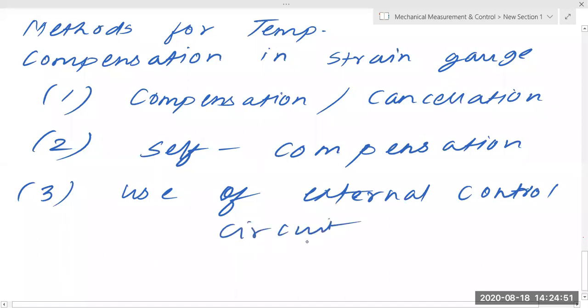Can anyone repeat it for me? What are the three methods to compensate for temperature in strain gauges? I would like to hear from you. Anyone? Compensation or cancellation, self-compensation, use of external control circuit. What's your name, beta?